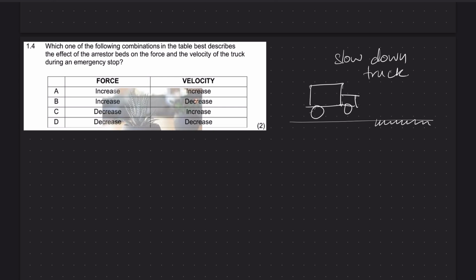Okay? So obviously we need to choose an option that says the velocity will decrease. So it's either going to be D or it's going to be B. Now we need to think about the force. Since the arrestor bed is slowing down the truck and slowing it down gently, the force will decrease. So the answer is D.